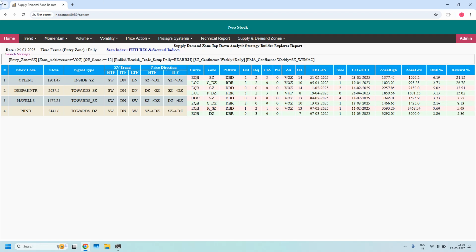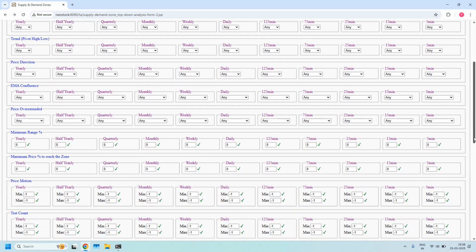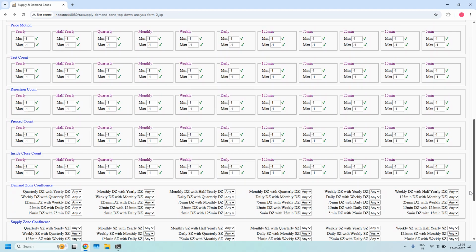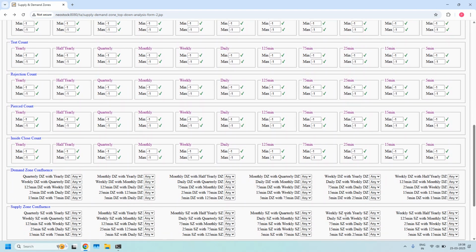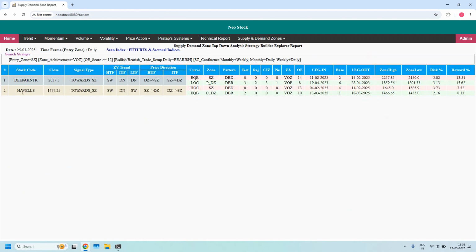That is daily, weekly and monthly supply zone confluence. Removing EMA filter. In the supply zone confluence, we should set 3 filters. First filter is already enabled, daily with weekly. Next, daily with monthly supply zone confluence. And weekly supply zone with monthly supply zone confluence. With all the 3 filters, we got 2 stocks.